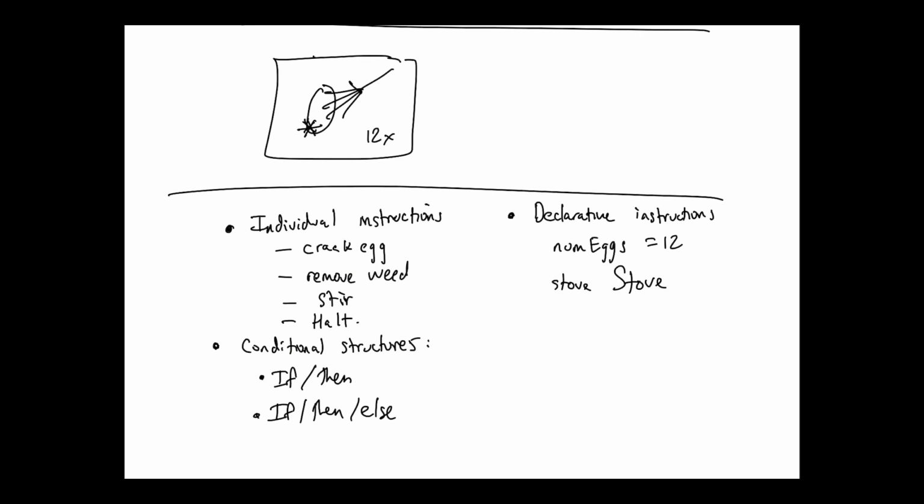Well, we cracked 12 eggs, right? So how could we have described that? We could have described it as repeat the procedure cracking an egg 12 times, okay? So these are what we call iterative expressions.